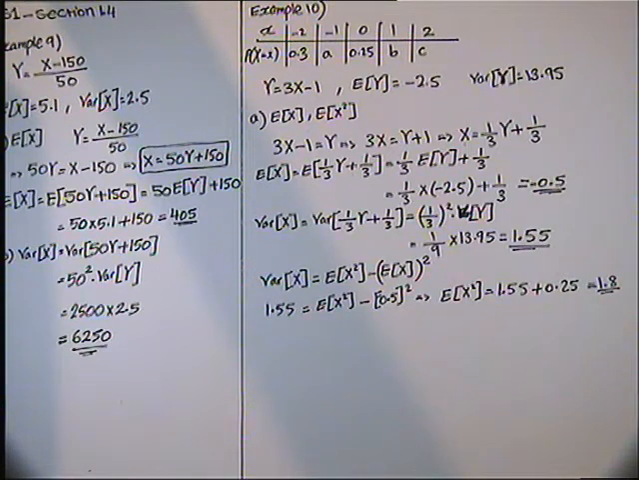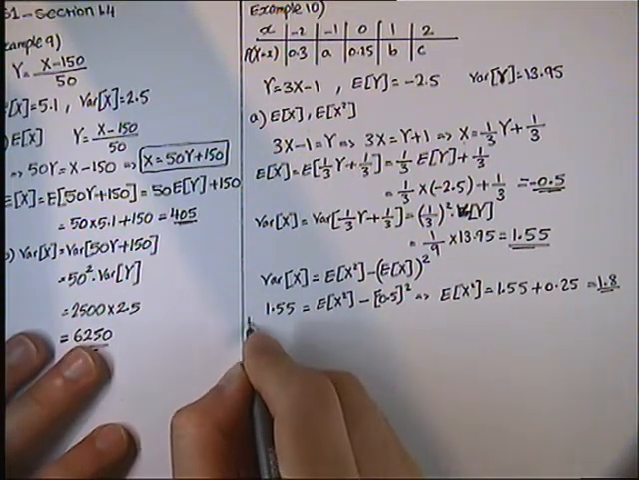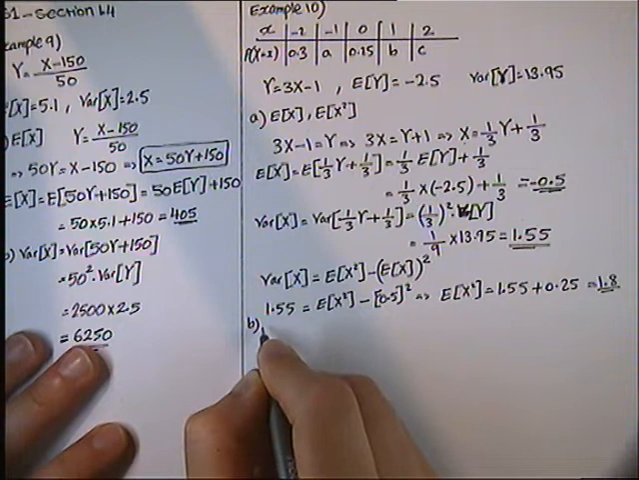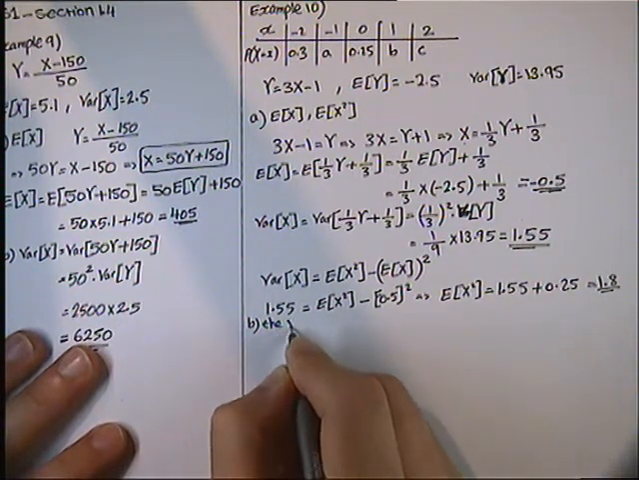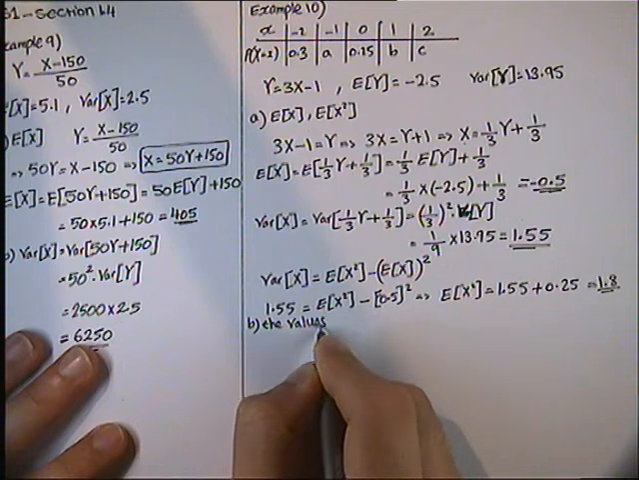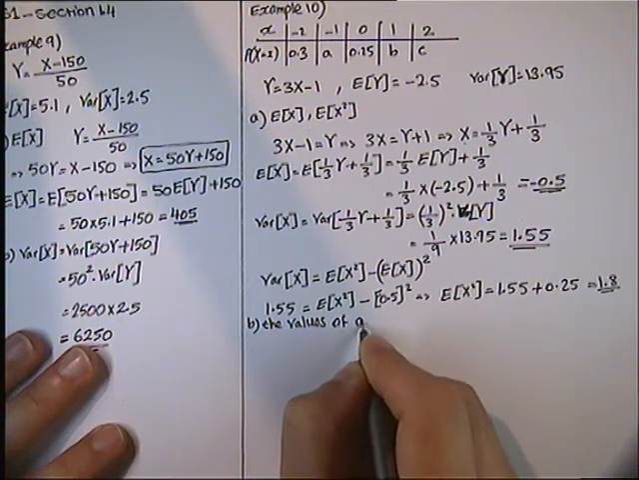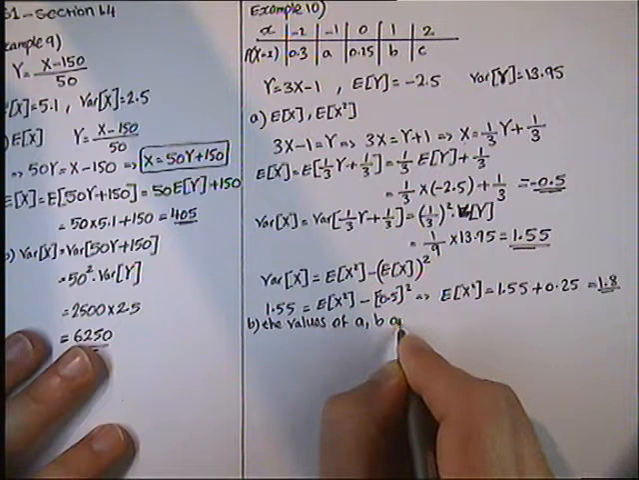Okay, now the value of a, b, and c. So we've got three unknowns, therefore we need at least three equations. So the values of a, b, and c.